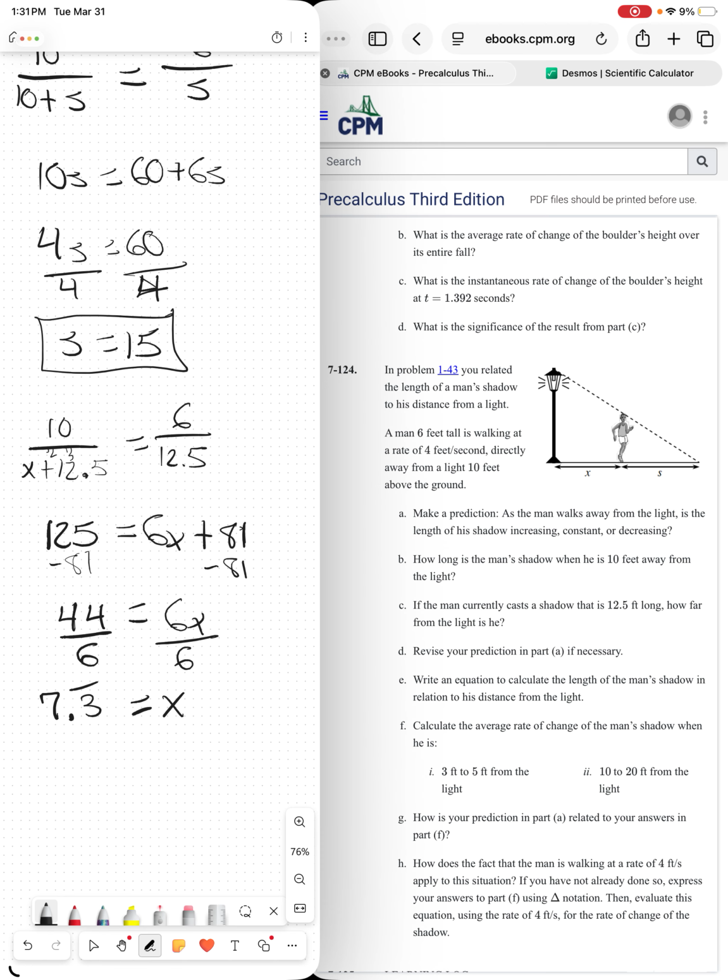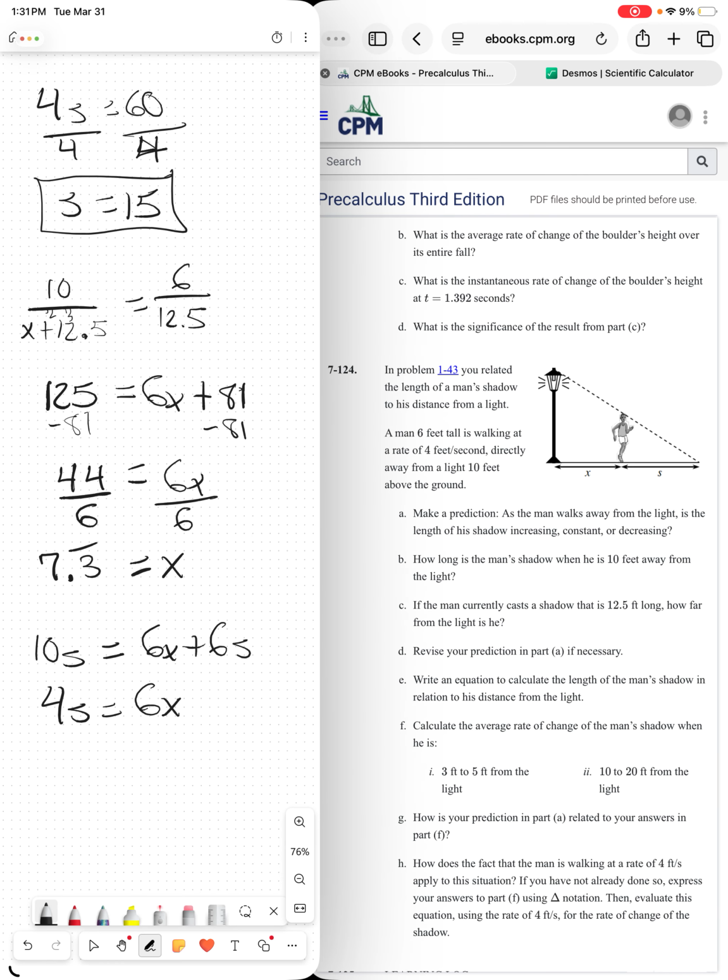Revise your prediction if you need to. Write an equation to calculate the length of the man's shadow in relation to his distance from the light. So what we have is 10S equals 6X plus 6S, so 4S equals 6X. And then we could solve for the shadow and make this S equals 3 over 2 X. However far he is away, the shadow is 3 over 2 times that distance.